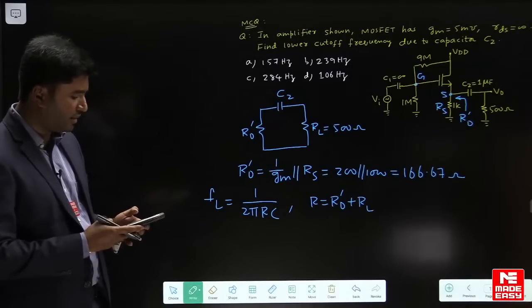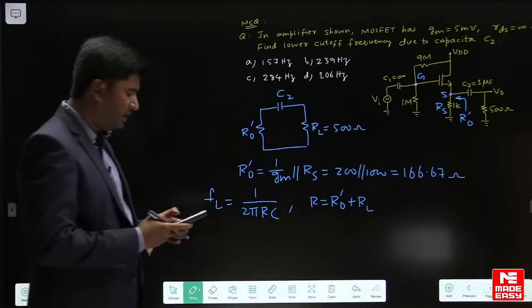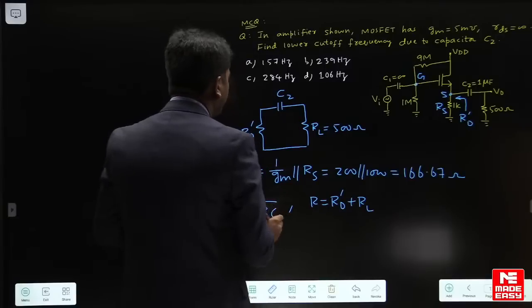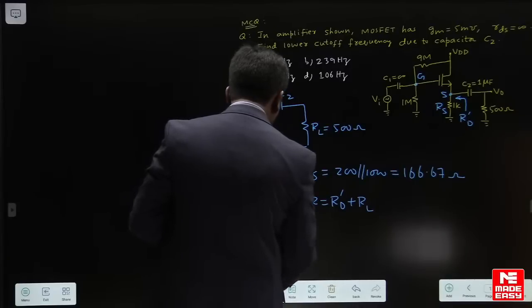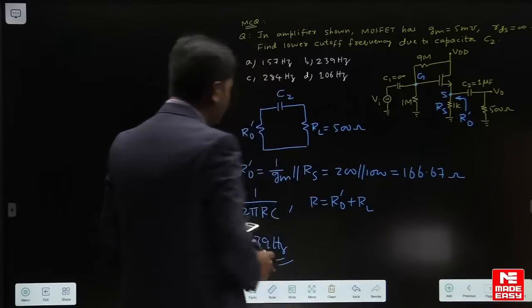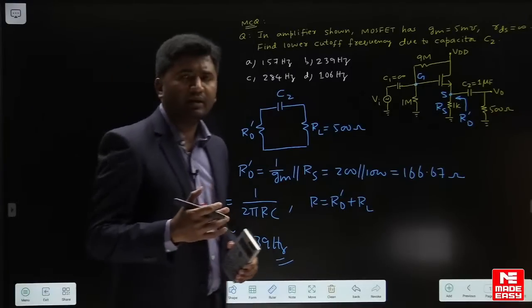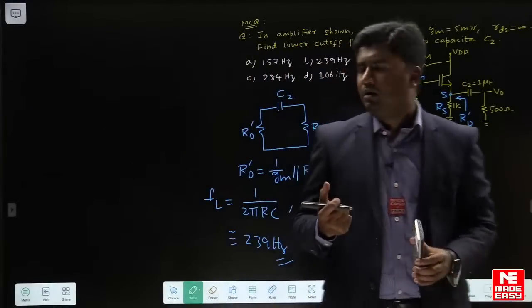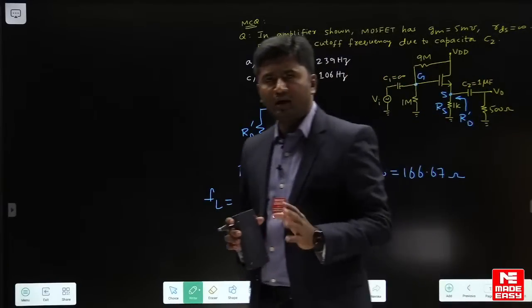Capacitance is 1 microfarad. I am getting a value 238.7, roughly like 239 hertz. So in this question, lower cutoff frequency is 239 hertz. Okay, so please prepare this area also, calculation of lower cutoff, higher cutoff.